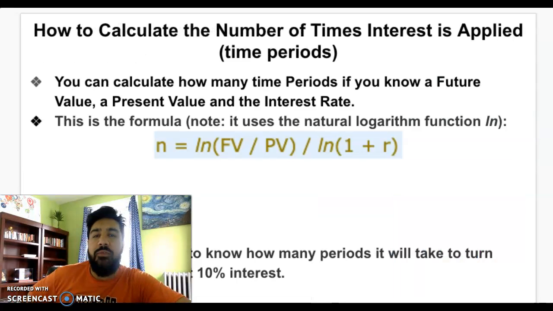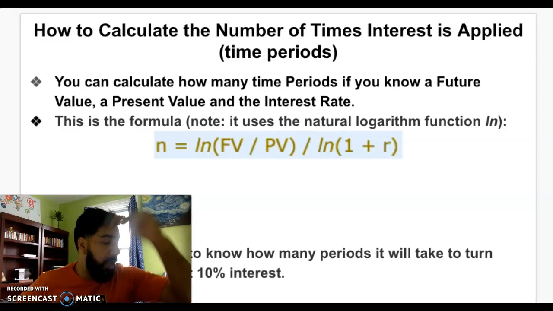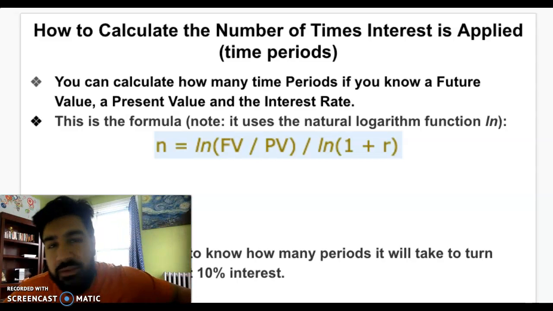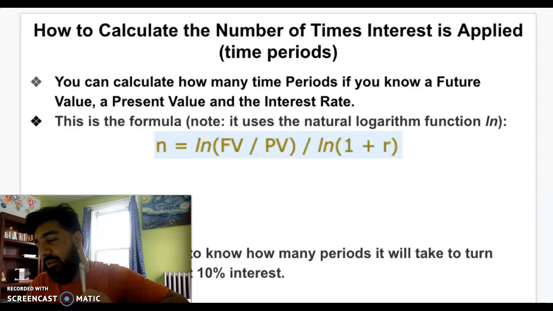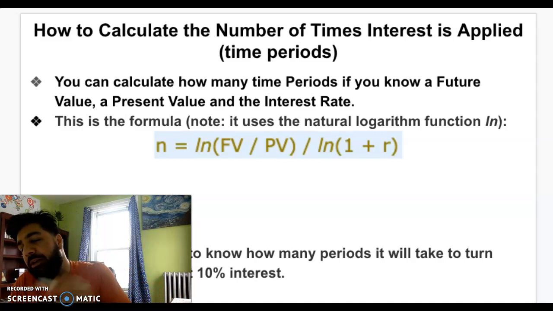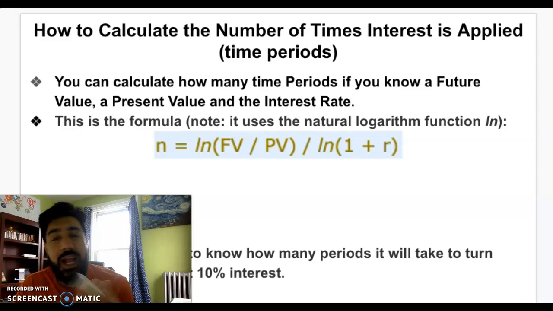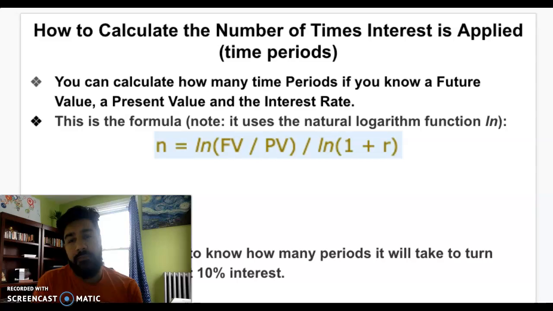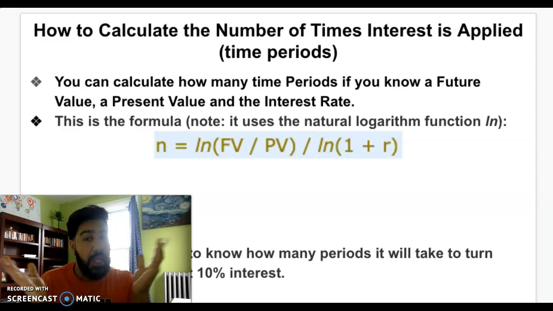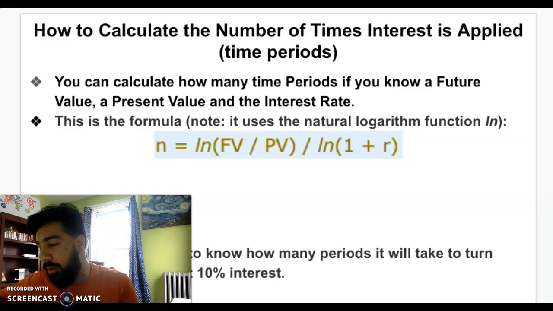Now, we figured out how to find the interest, the future value, the present value, a lot of different things. The one thing that we have yet to find out is how to calculate the number of times that interest is actually applied. Remember, this is what makes our money. How many times does this get compounded? If something's getting compounded every year for 5 years, or 2, 3 times a year for 5 years, that's going to make a huge difference in the amount of money you get.